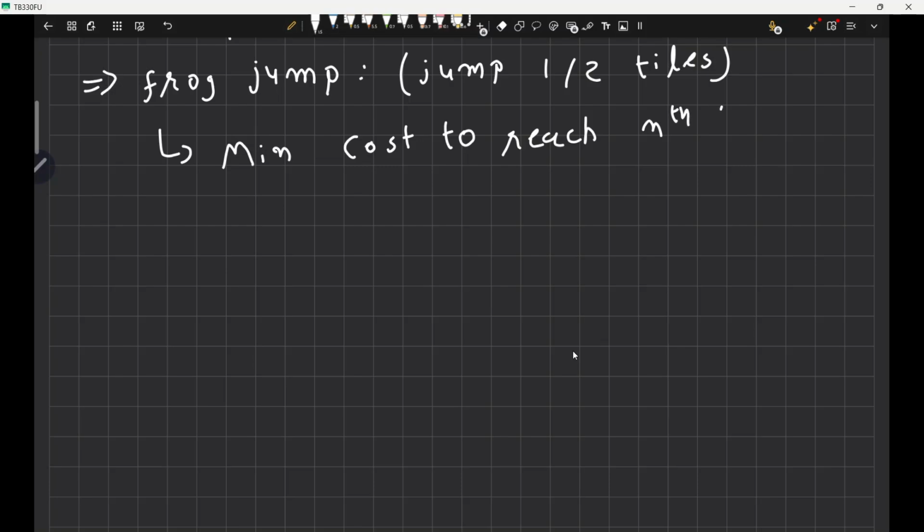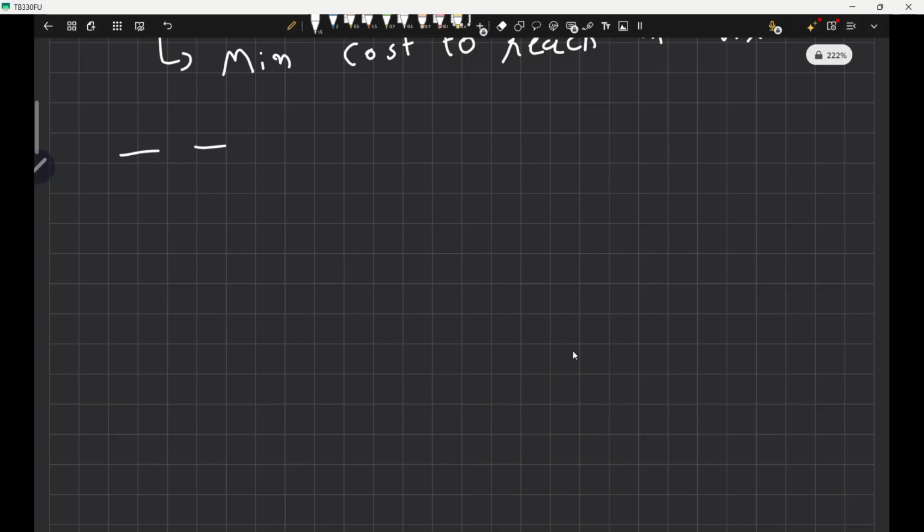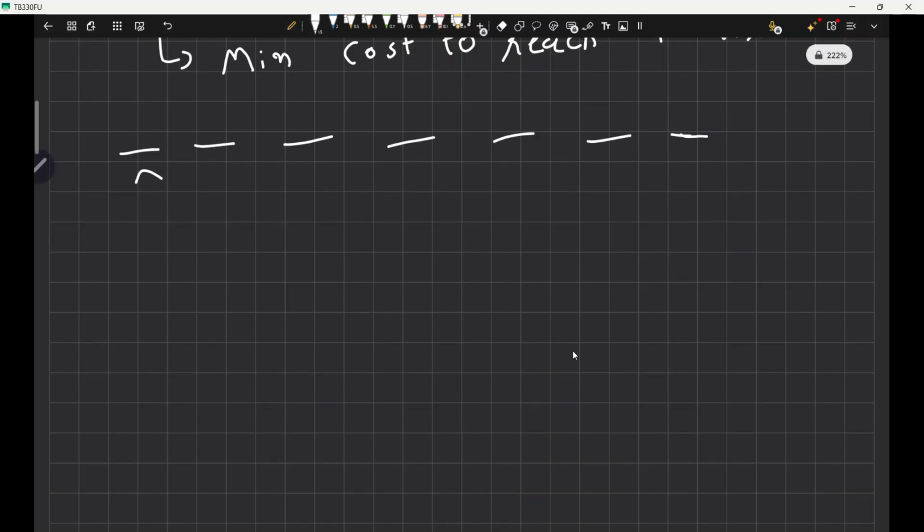Now in this question, there are n tiles in the starting. You are at the zeroth tile, and every tile has some cost. Okay, let's say the costs are something like this.